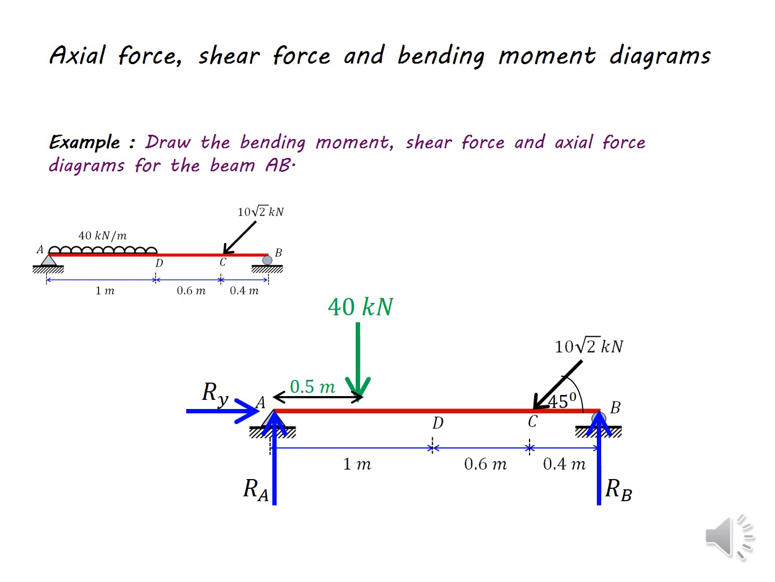Hope it's clear how this 40 kilonewtons comes. That's by the uniformly distributed load of 40 kilonewtons per meter acting through 1 meter. So 40 kilonewtons per meter multiplied by 1 meter ended up with 40 kilonewtons. And the uniformly distributed load is acting through a length of 1 meter, so the resultant force is acting at the center of that length, which is 0.5 meters.